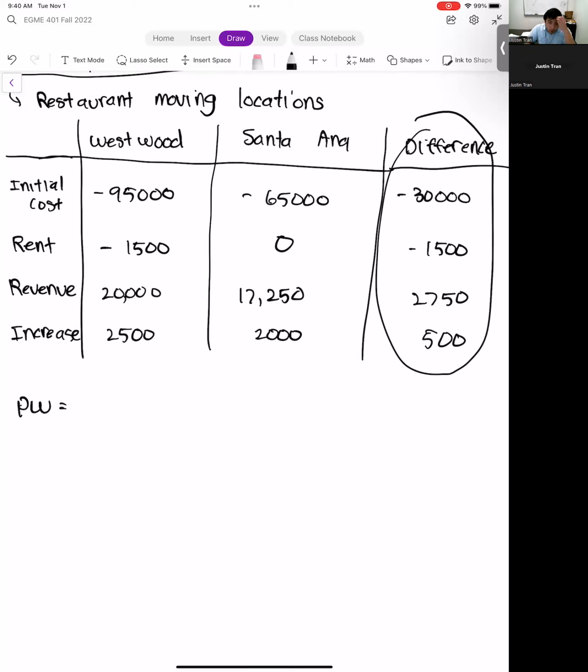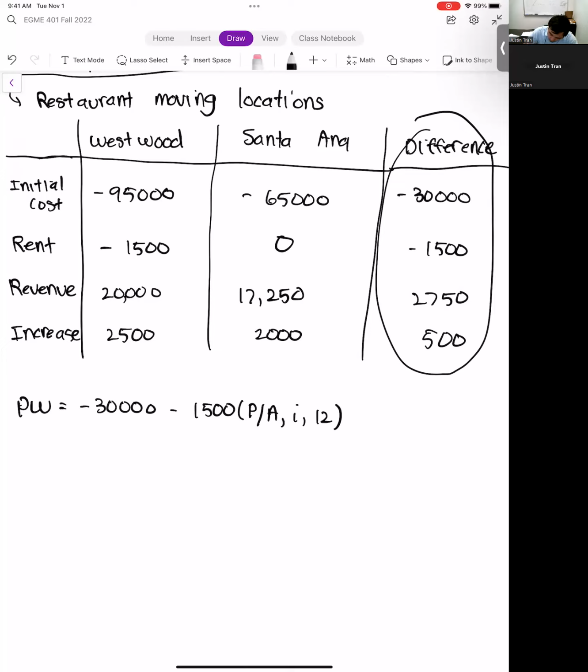All right, and so we're going to convert all these cash flows to present worth. And so first we have the initial cost, which is a minus 30,000. And since that's the initial cost, that's already going to be in present form. And so we don't need to convert that any longer. Okay, so we're going to leave that as minus 30,000. Next, we have the difference in rent. And so the difference in rent is $1,500 each year, or I guess we're doing this per month. Okay. And to convert this to present worth, we're going to have P over A, i, 12.